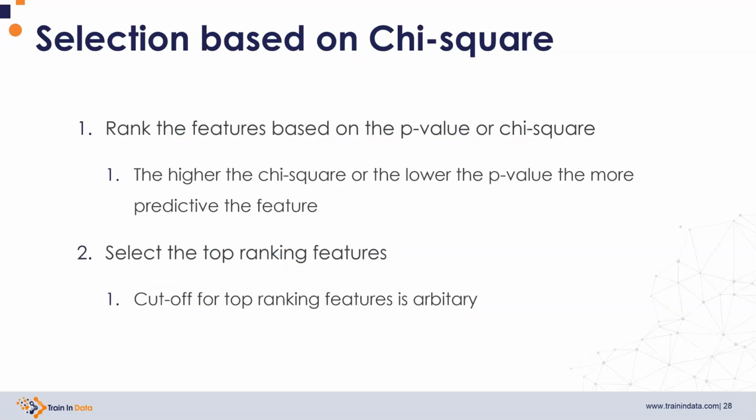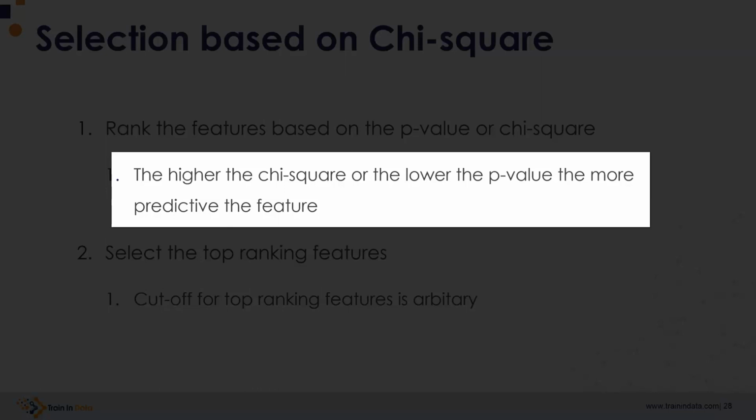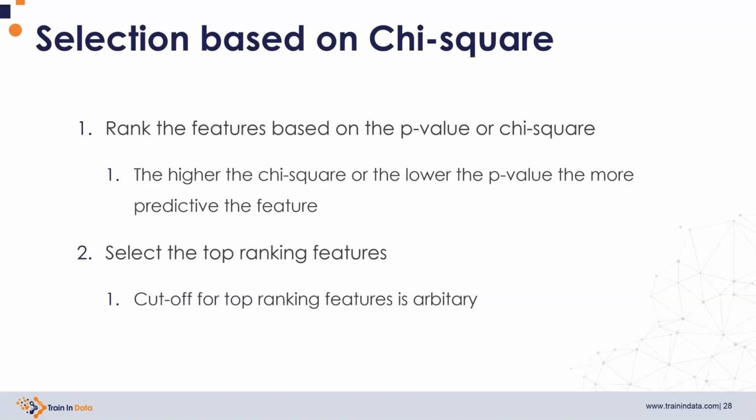So after we obtain the p-values for each one of the categorical variables, and we need to do this for every categorical variable, we rank the features based on the p-value or the chi-square value, it doesn't matter, it's the same. The thing to keep in mind is that the higher the chi-square value or the lower the p-value, the more predictive the feature is. In other words, the higher the association of the categories of the feature with the classes of the target. And once we have ranked all these features, we then select the top ranking features.